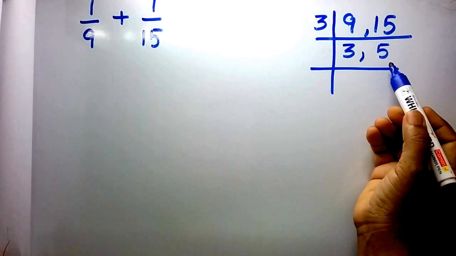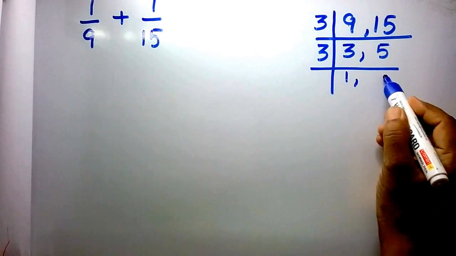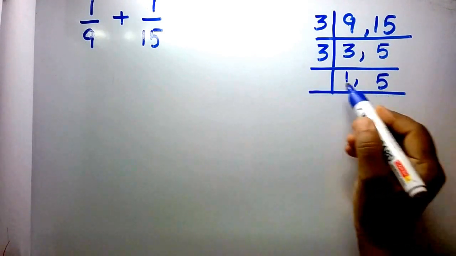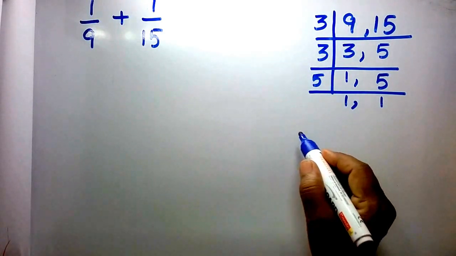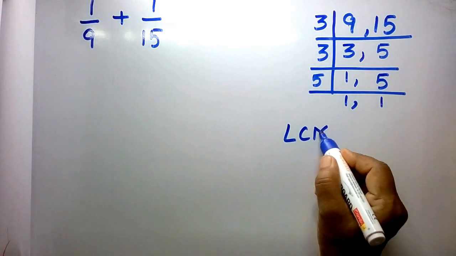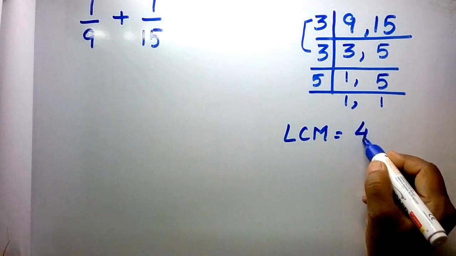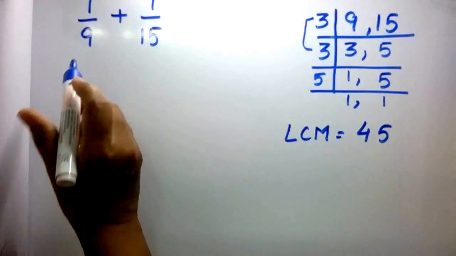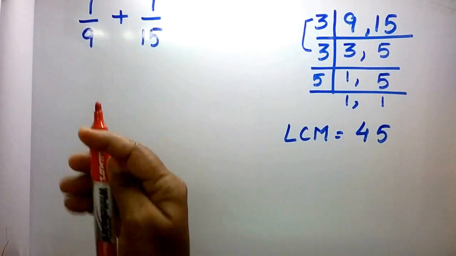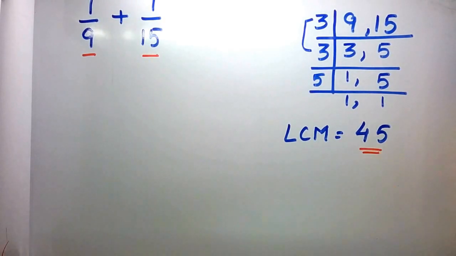Now both of them are prime numbers, so we can take them one by one. 3 1s are 3. Write 5 as it is. Then write 5 1s are 5. And your LCM will be 3 3s are 9, 9 5s are 45. Now that means our denominator here, which is 9 and 15, should be 45.